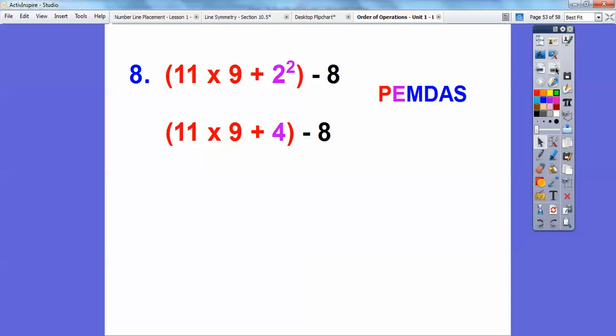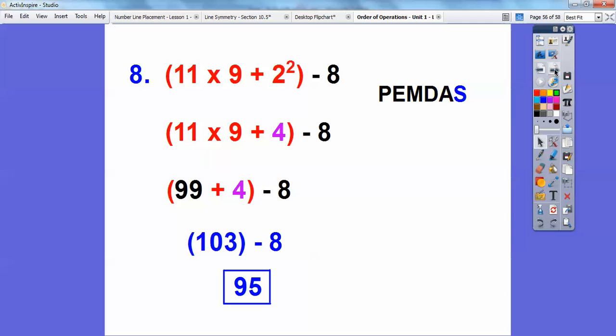So there's my 2 squared. 2 times 2 is 4. Now I got to do the multiplication inside the parentheses. So 11 times 9 is 99. I'm still in the parentheses. I still got to clean this up. 99 plus 4 is 103, and then 103 minus 8 is 95.